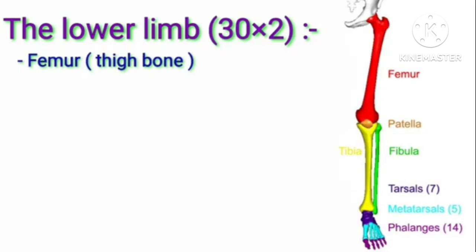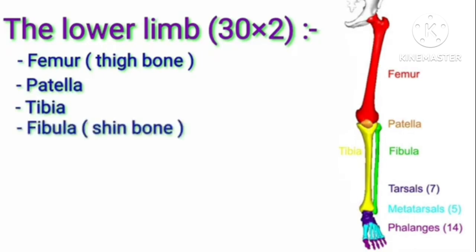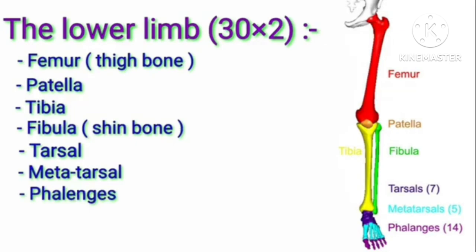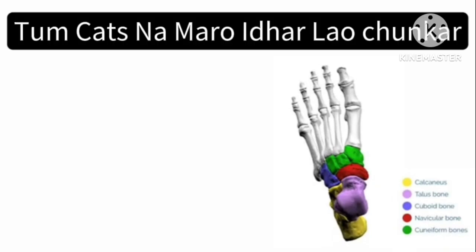In the upper limb, these are called carpals. Here in the lower limb, this is called the tarsals. Here it is femur, the thigh bone, patella, tibia, fibula, that is the shin bone, tarsals and metatarsals, and the phalanges at the end. These are 14 phalanges. After that, you can see the colors with names.